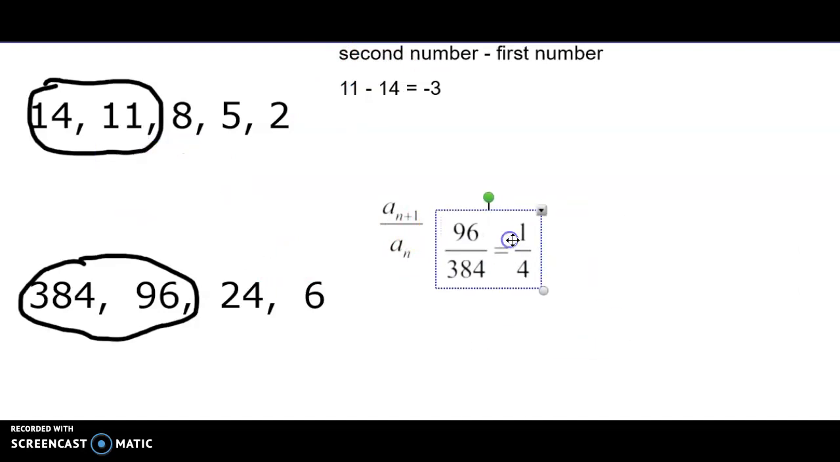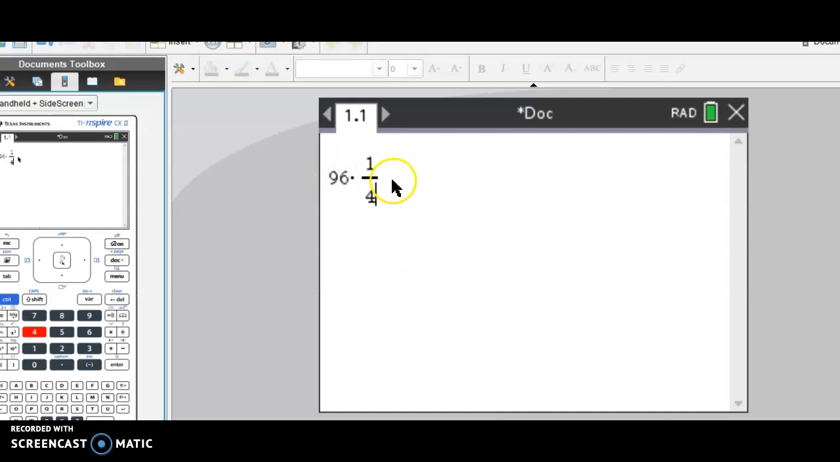So how that works is now that I know that the common ratio is 1 over 4, that's what I'm going to multiply each term by to get to the next term. So instead of thinking about it as 384 divided by 4 to get 96, I'm going to take 384 and multiply it by 1/4 or 1 over 4. That will give me 96. I can keep using this number because it's a common ratio to get to my next term. So if I go onto a calculator, if I do 96 times 1 over 4, I'll get 24, as I should.